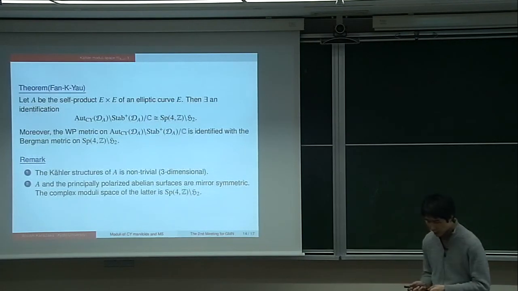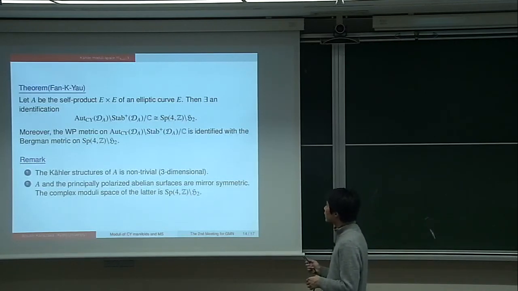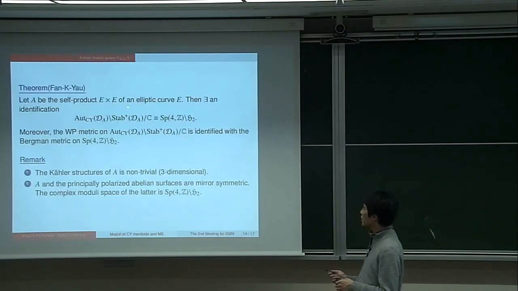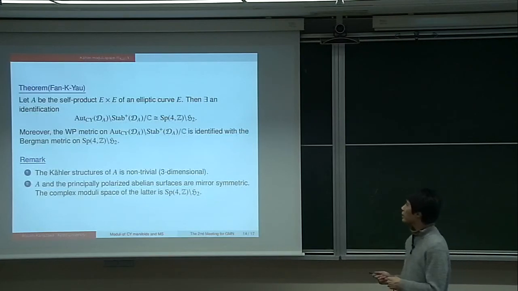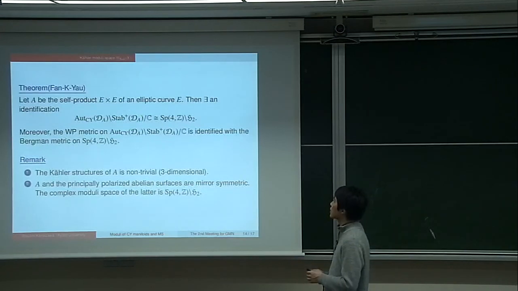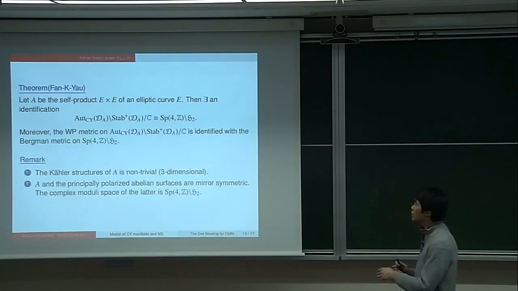And here is a non-trivial example. Let A be the self-product of an elliptic curve. Then there is an identification of the double quotient of the stability space with this Siegel modular variety. And moreover, the metric we define on this space is identified with the classical Bergman metric on the right-hand side.